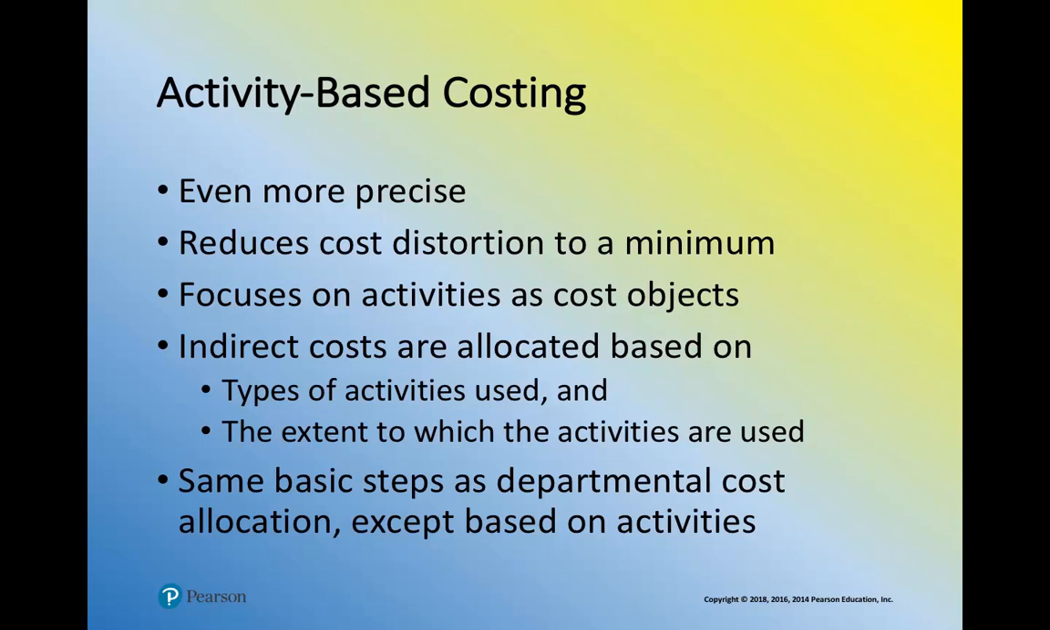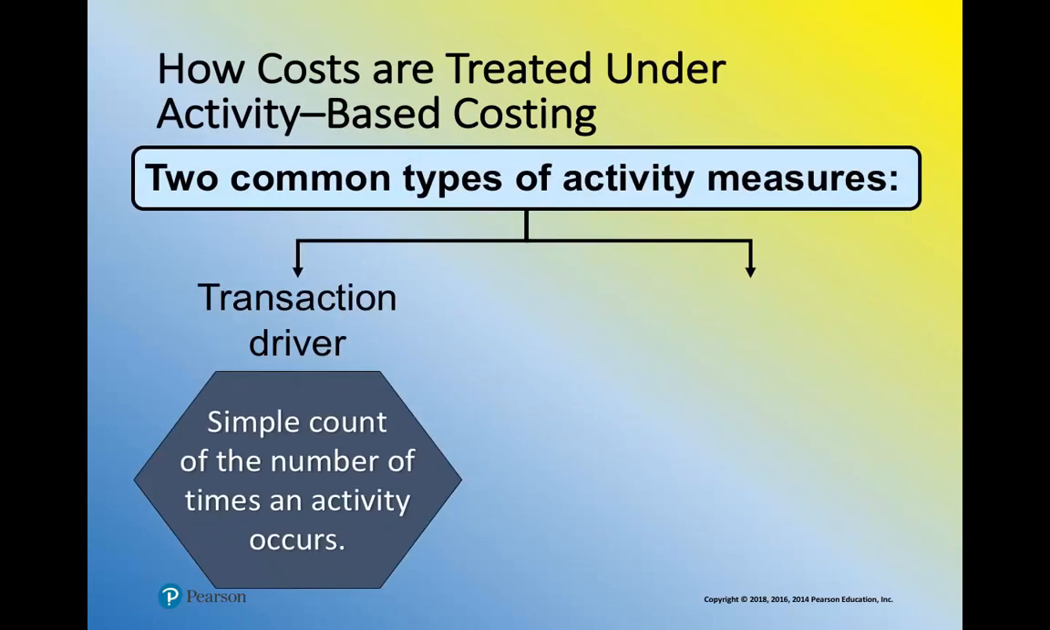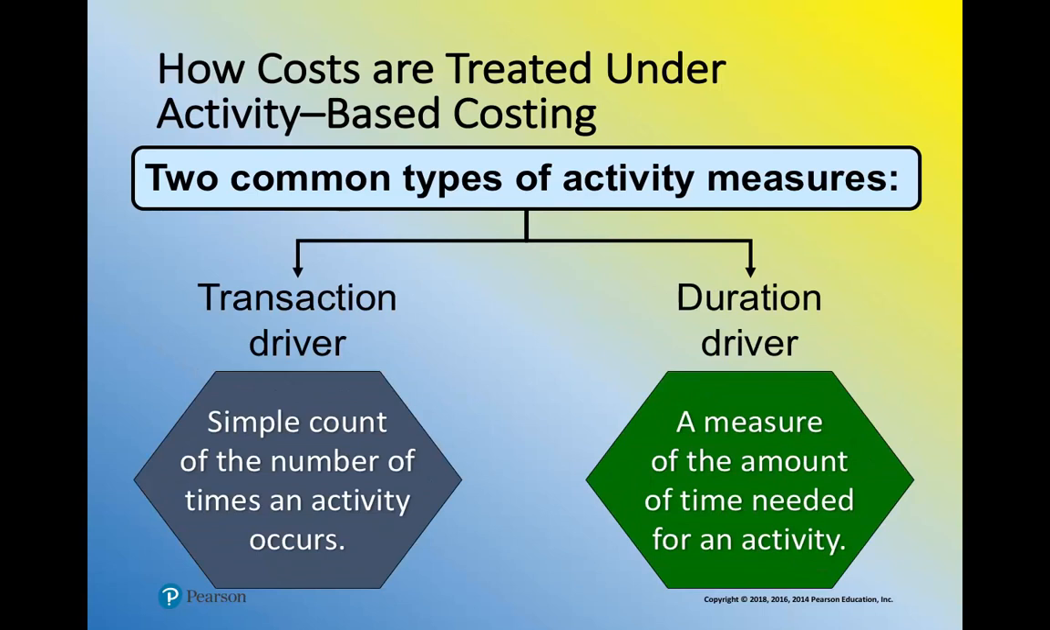It's the same basic steps as departmental allocation, except this time instead of departments, it's going to be based on activities. So really looking at where resources are used and when they are used. We have 2 common types of activity measures. Number one, the one on the right in the green box, is the duration driver, and that's what we've been using with our predetermined overhead rate and our departmental overhead rate. It's just a measure of the amount of time needed for an activity, so how many direct labor hours, how many machine hours, and so on.